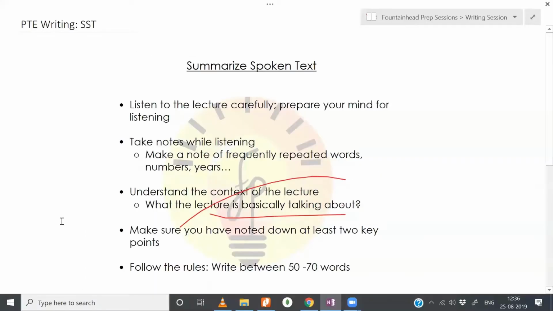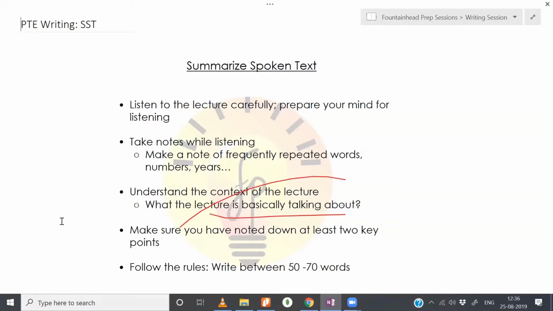We have Summarize for Context, and then that's it. We discussed this last week in last week's speaking session. We talked about Retell Lecture. Summarize for Context is very similar to Retell Lecture. The only difference here is that instead of speaking, you are going to write it down.